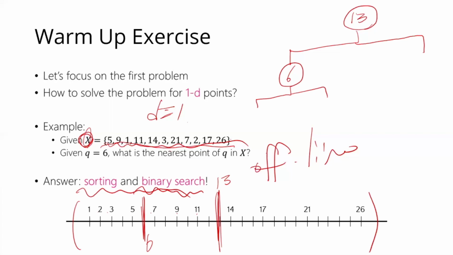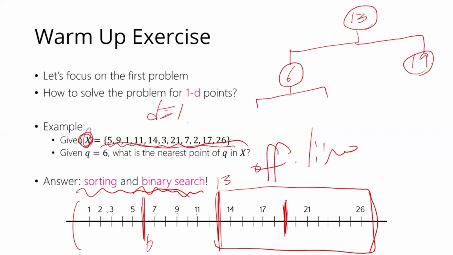Similarly, we're going to do the same thing on the right-hand side of 13, which in this case is roughly 19. Would you agree with that? Yeah, let's just go with 19. Then 19 is right in the middle of the later half of the distribution. On the left-hand side of 19, we have elements 14 and 17, and on the right-hand side, we have elements 21 and 26.